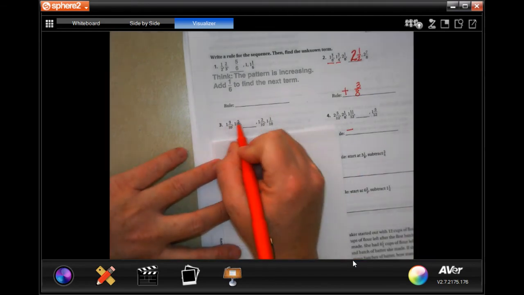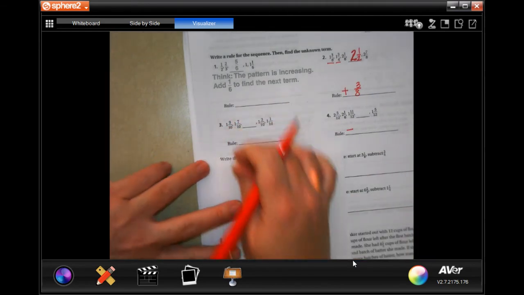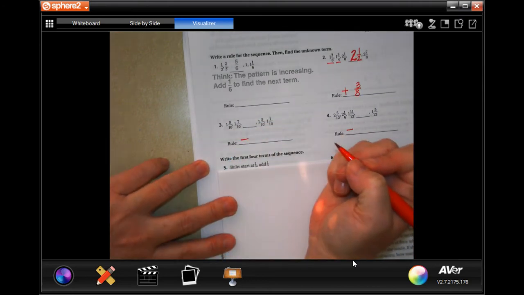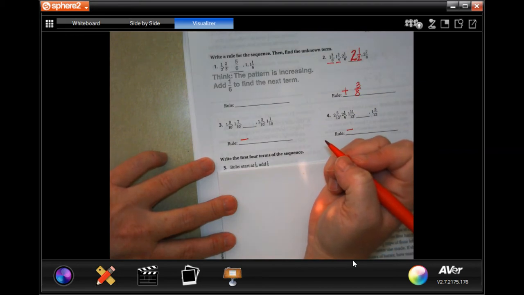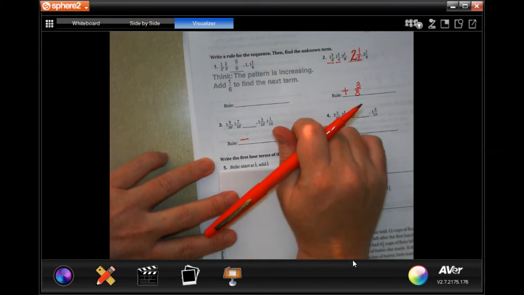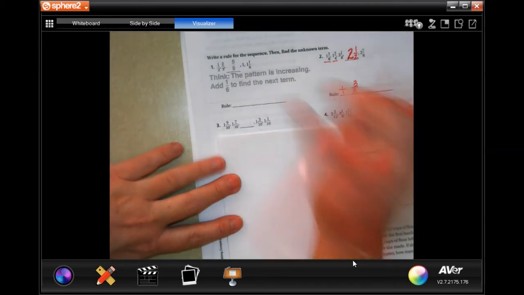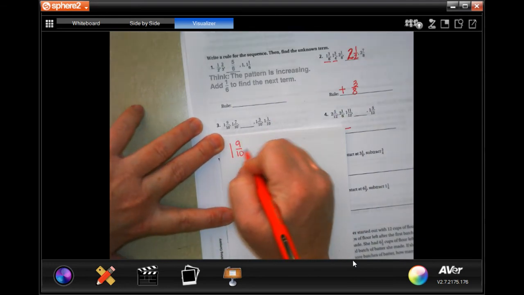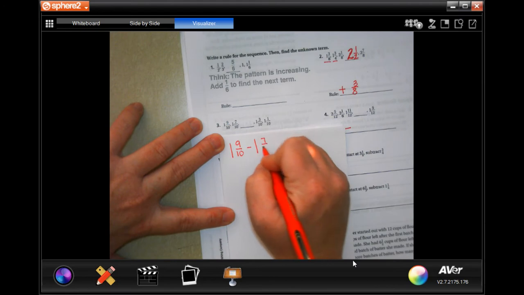See how it's 9/7 and then 7/7? That means it's going down. So our rule is going to be subtract. We don't know how much, but it's going down. So I'm going to go 1 and 9/10 minus 1 and 7/10.